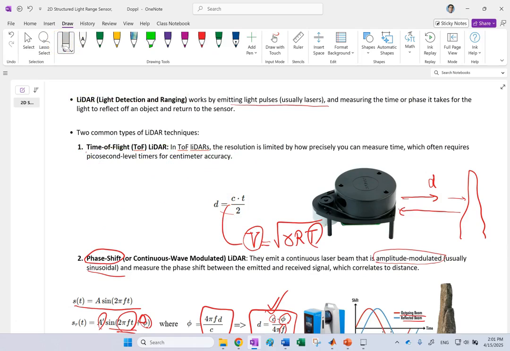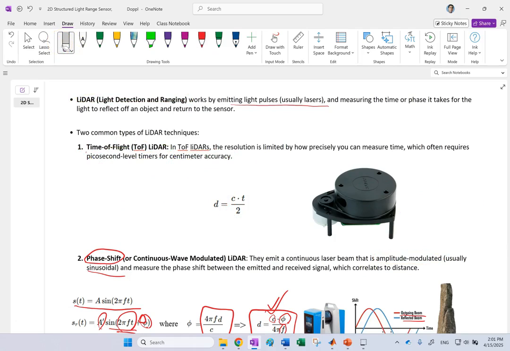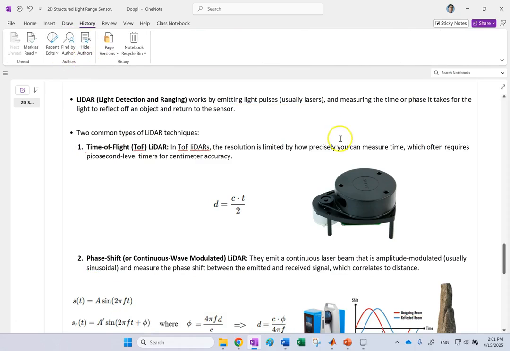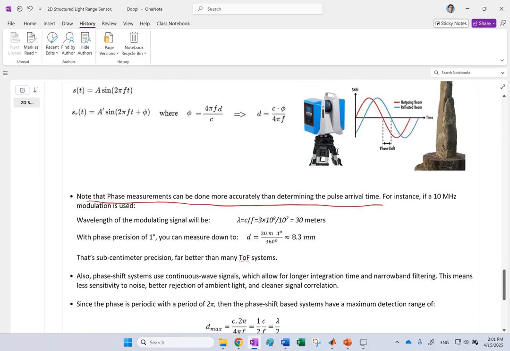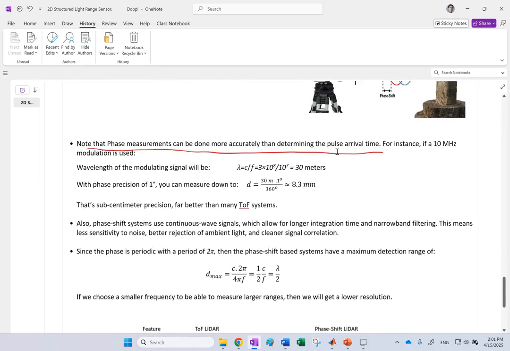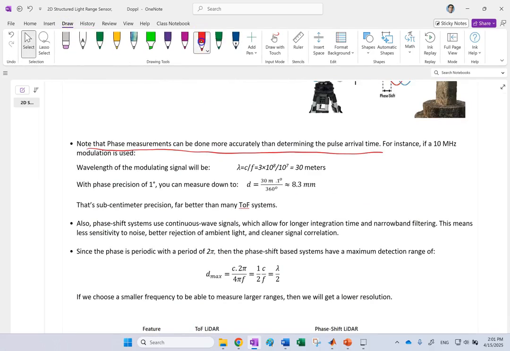Most of them do not go that far. And because they cannot measure that kind of time difference, they are not going to be super accurate for short distances. Now, let's see what happens to a short distance measurement if you use a phase shift. For instance, let's say that the modulated frequency that I use, f, is going to be 10 megahertz, or 10 to the 7.